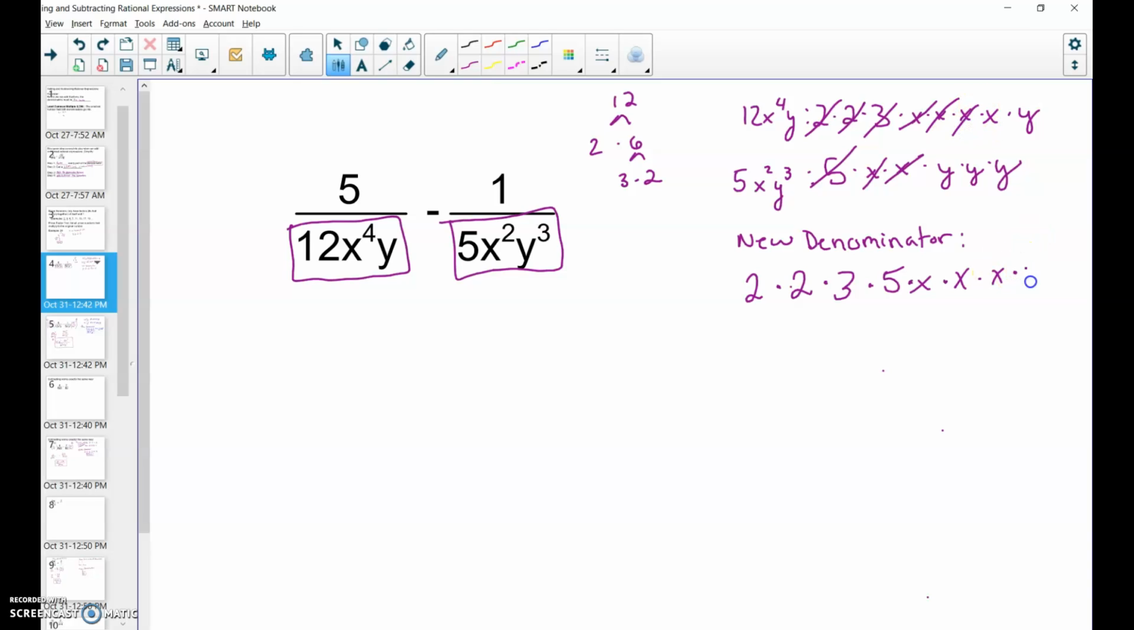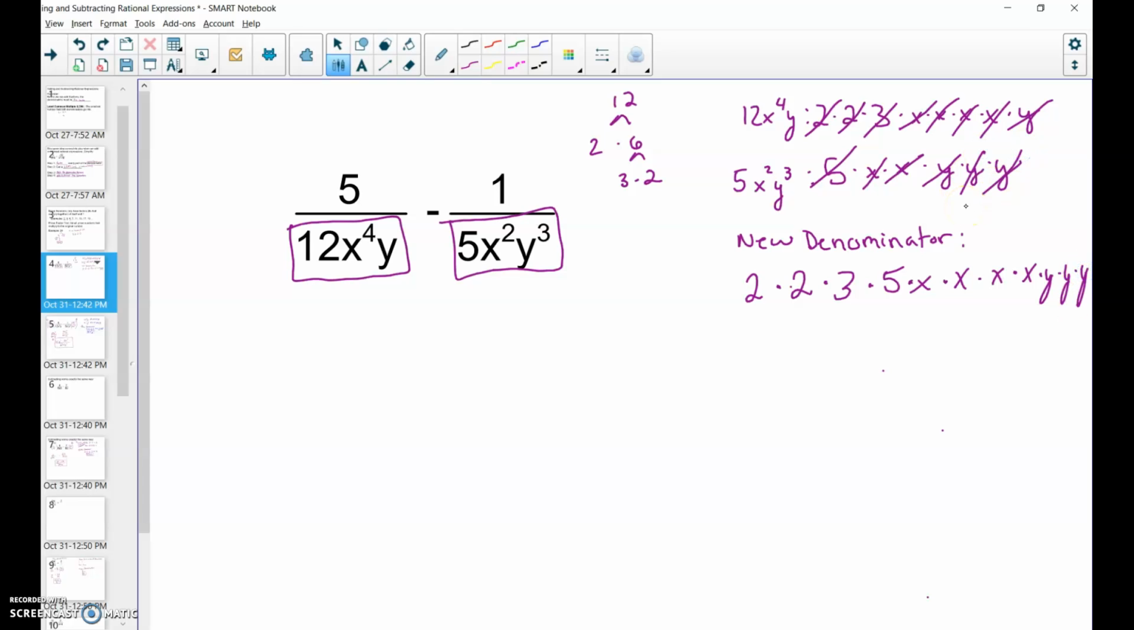I can only cancel those last 2 x's from the first denominator. All right, so now I dealt with all the x's. Now I'm going to deal with the y's. I can cancel that from my first denominator and second denominator. When I do that, every single little component has been dealt with in the first denominator, so I need to finish out whatever's left in the second denominator. So it's y times y.